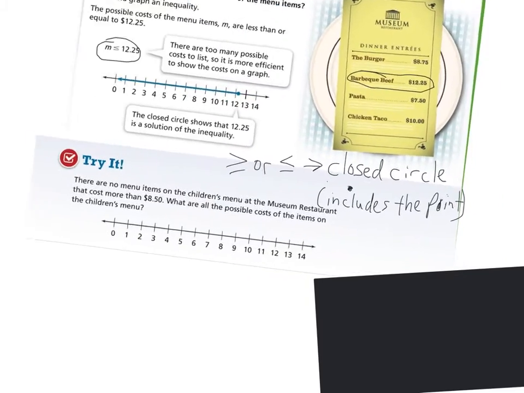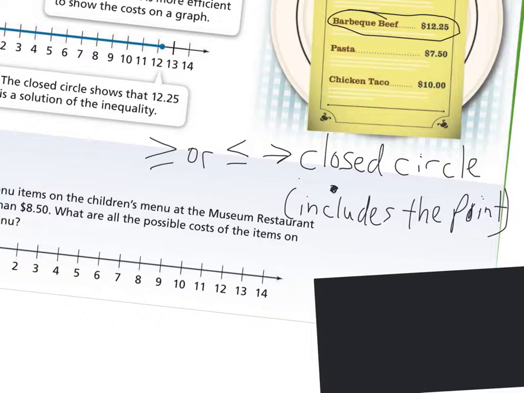And again, like I said, basically, we've got greater than or equal to or less than or equal to. It's going to be a closed circle, and that means it includes the point. So if you have or equal to, that means it includes the point, and we'll do a closed circle on our graph.